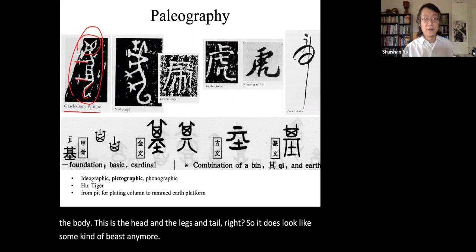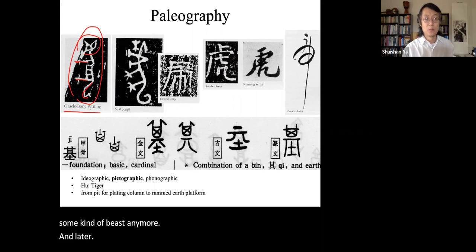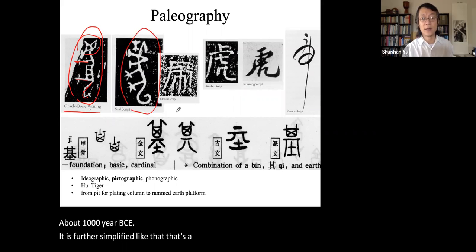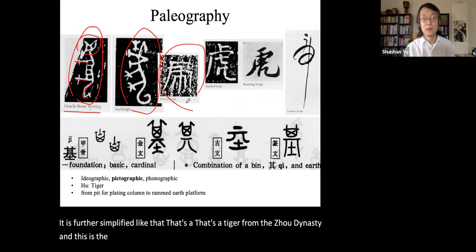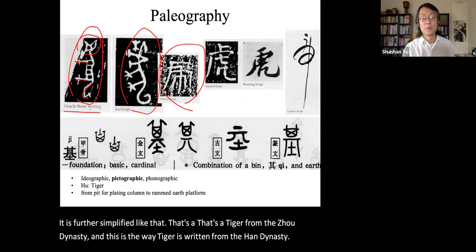And later, in the Zhou Dynasty, about 1000 years BCE, it is further simplified like that. That's a tiger from the Zhou Dynasty. And this is the way tiger is written from the Han Dynasty, which is about 2000 years ago.